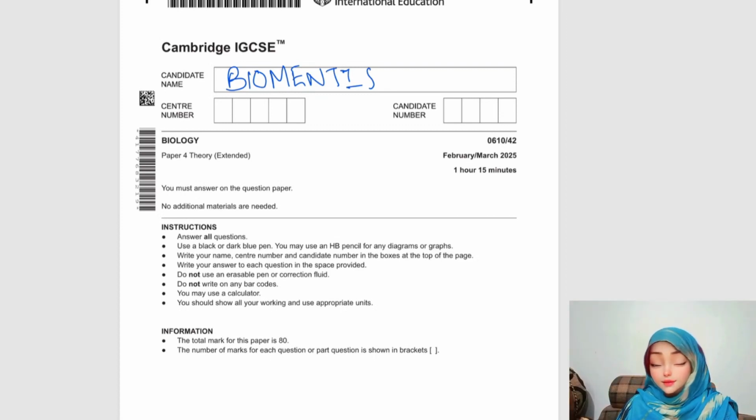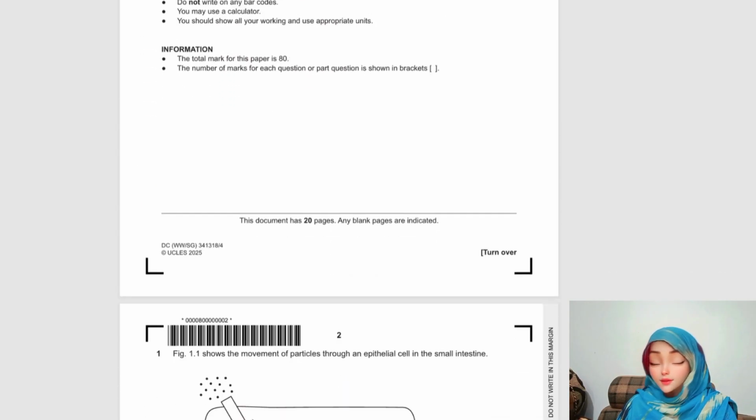So my IGCSE students, here is the paper of February March 2025, and you have a time of 1 hour 15 minutes for the Paper 4 theory and extended. Okay, now here is question number 1.